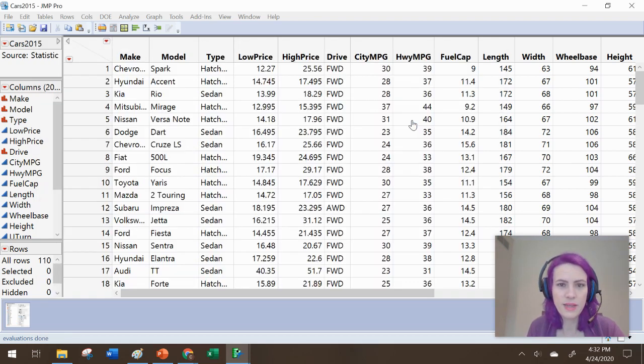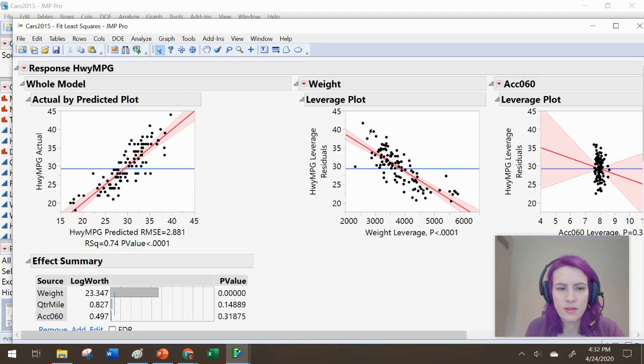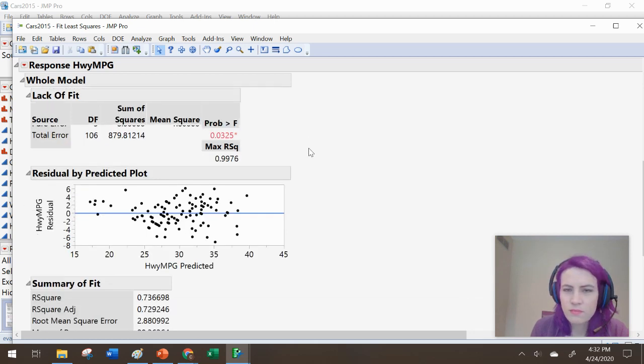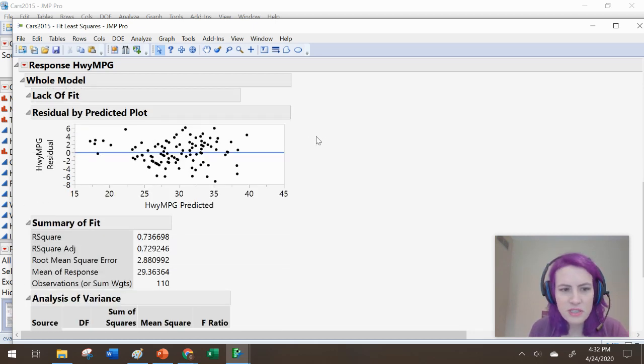All right, so we run that. Just scanning our output, nothing looks to be out of the ordinary so far. Our residual by predicted plot looks like a pretty random scatter. No curvature there, no massive funnel pattern. We do have a little bit more narrowness off to the left of the plot, but that seems to be more just a symptom of having fewer vehicles with really low miles per gallon there.